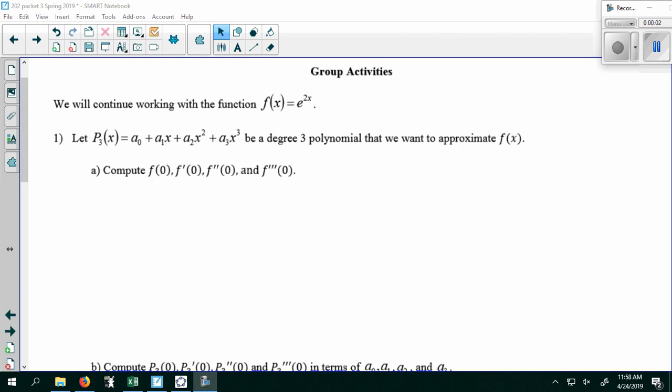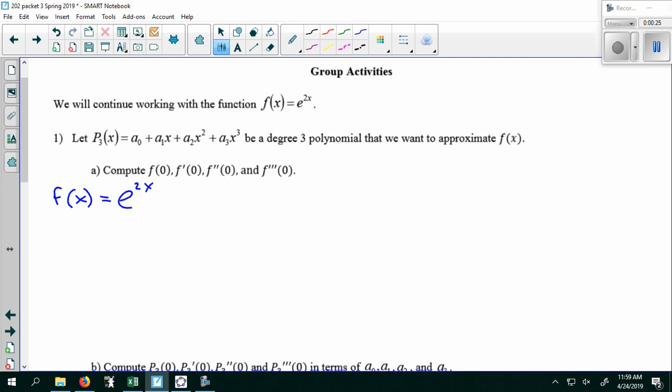Okay, continuing to work with f of x equals e to the 2x, I now want to find a degree 3 polynomial that will approximate or impersonate f of x equals e to the 2x. So I need to compute the first 3 derivatives of f in order to create a third degree polynomial. So let's see, I'm going to have f of x, which is e to the 2x, and then I need f prime, f double prime, and f triple prime.